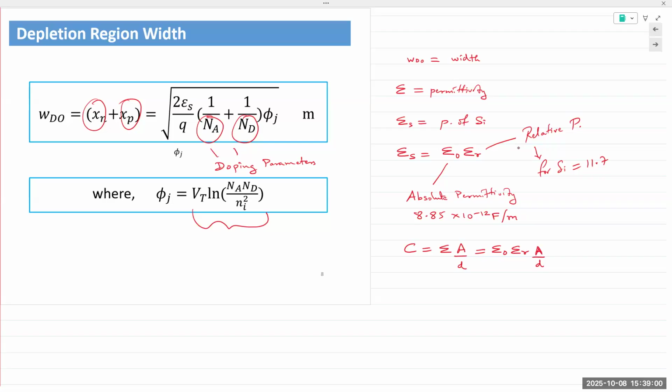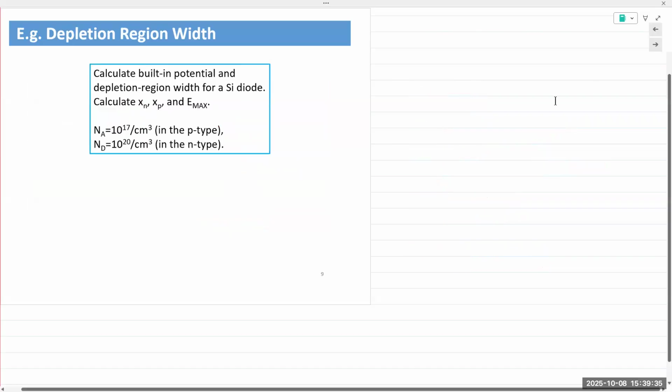All right, let's take a pause. Let me know if you have any questions before we move on to the example. Okay. All right. Let's see. All right. So calculate the built-in potential and depletion region. Yes, go ahead.